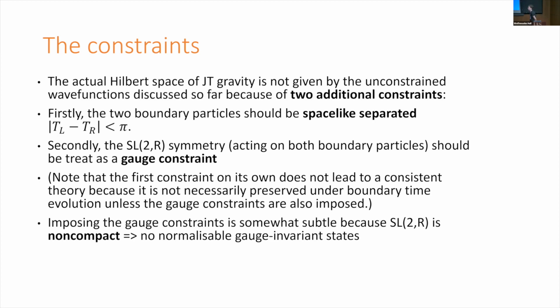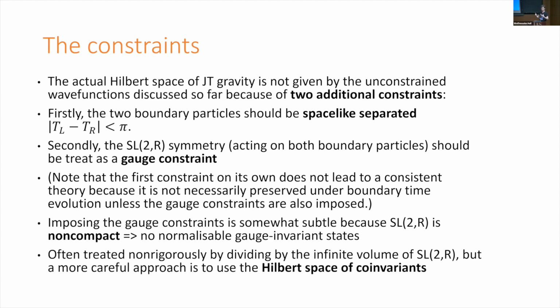Okay, so now we want to impose the gauge constraints, and it turns out that's slightly subtle because SL2R is a non-compact group, and as a result, there are no normalizable gauge invariant states. That's just a fact about the theory. So what people often do is a non-rigorous approach as physicists, where we just say SL2R is an infinite volume, we're going to divide by that, and then claim the state is normalizable. But there's a better, more precise way to do it, using what's called the Hilbert space of covariance, or the group averaging procedure. I want to explain that because it's going to be important later when we have matter.